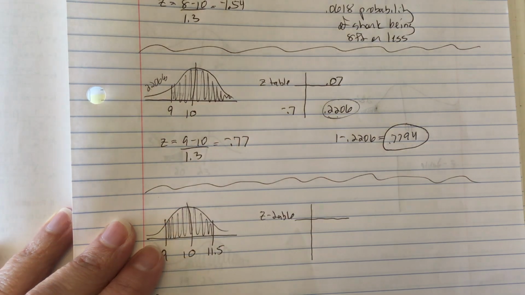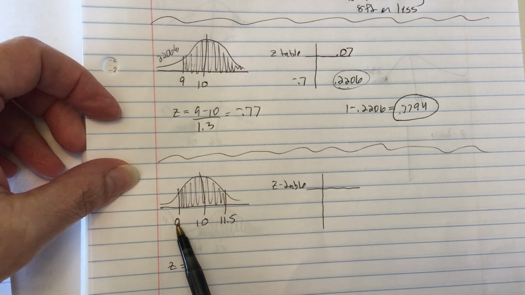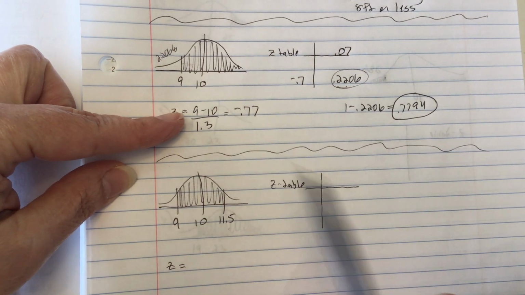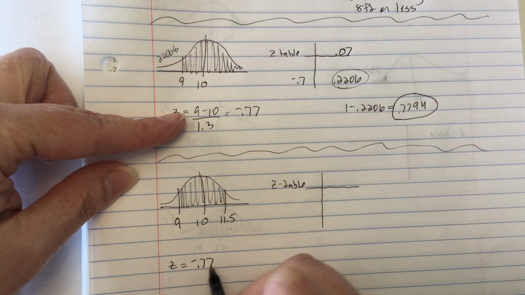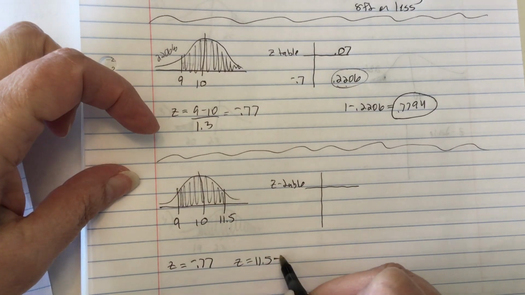All right, let's do a between. Now I did between 9 and 11 and a half feet. For 9, I've already got the z-score, right? So this goes from negative 0.77. All we'll have to do is really z-score 11 and a half.